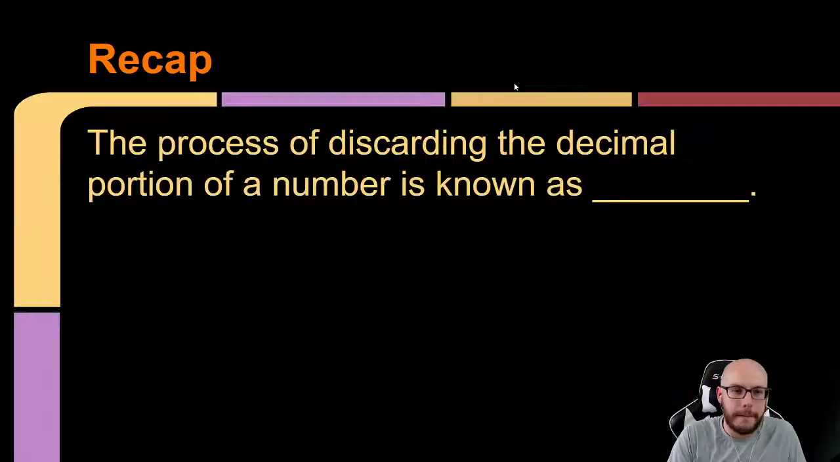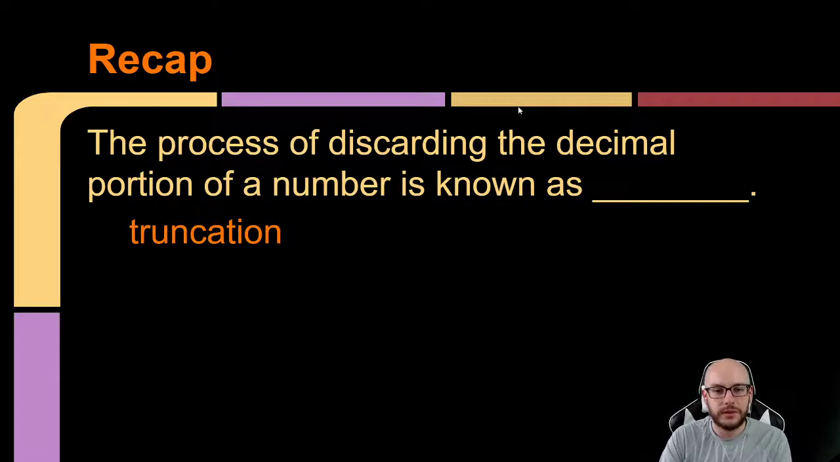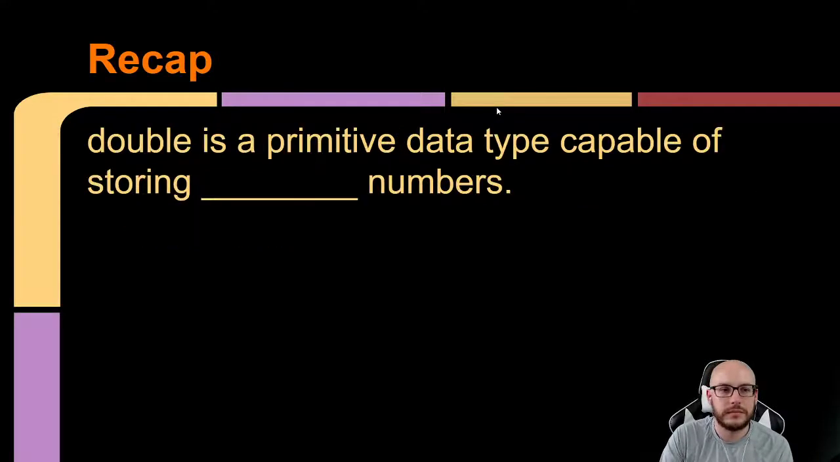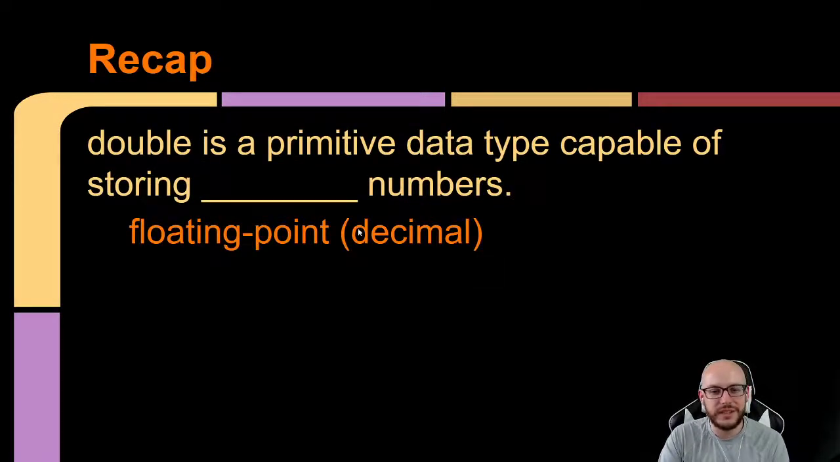Okay, let's recap. The process of discarding the decimal portion of a number is known as truncation. Double is a primitive data type capable of storing blank numbers. I'm looking for floating point numbers. If you say decimal, I'm not going to be mad. I'm just going to be disappointed.